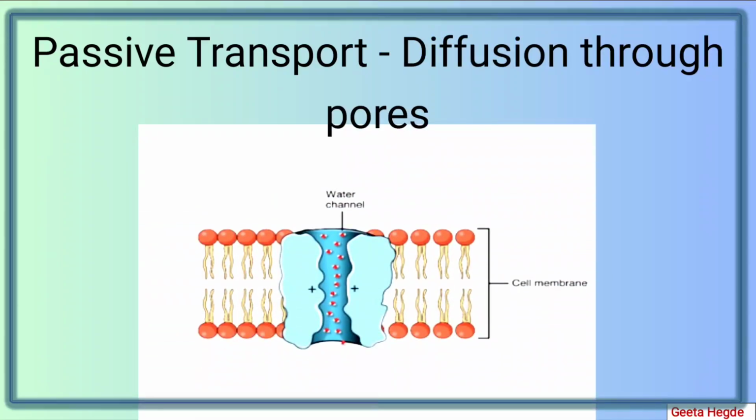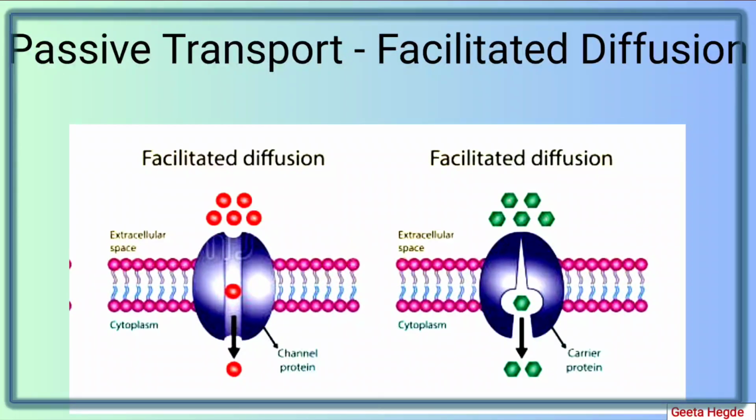Here is another example of a water channel which allows movement of water molecules. These are also known as aquaporins. Facilitated diffusion can happen either through channel proteins or carrier proteins. In the first diagram, we can see that facilitated diffusion is happening through channel proteins. So, what are channel proteins? These channel proteins are proteins which form hydrophilic channels that span across the membrane, allowing specific ions or molecules to pass through. What is the function?